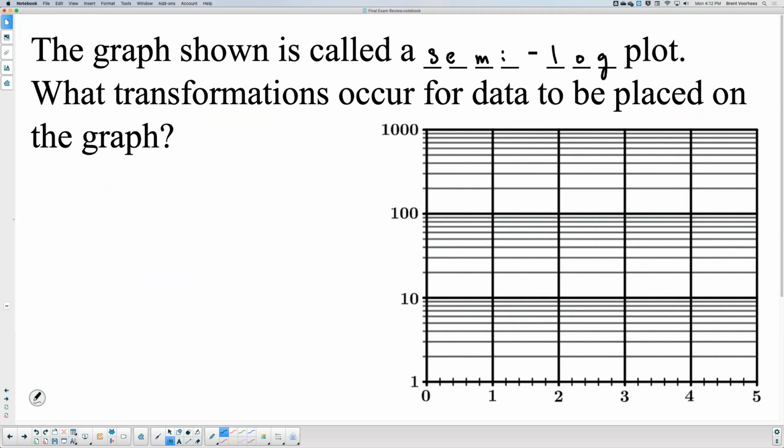What transformations occur for the data to be placed in this graph? Well, I can see that these are counting by powers of 10. So what I did is I had to do this. I'm taking a common log of the y values. What transformations occur is you take a log, a common log, that means a base of 10, of the y values. That's how you would find this graph. So whatever your equation was, you take a log of both sides. That's how you place your data on there: we're taking a log of the y values.